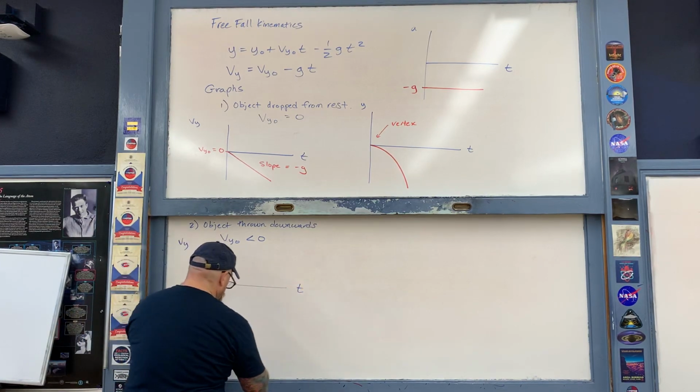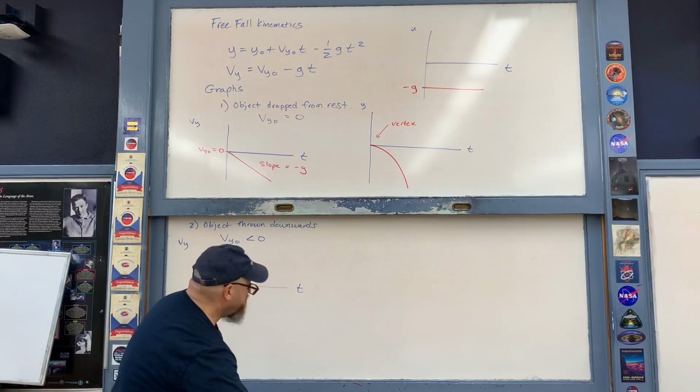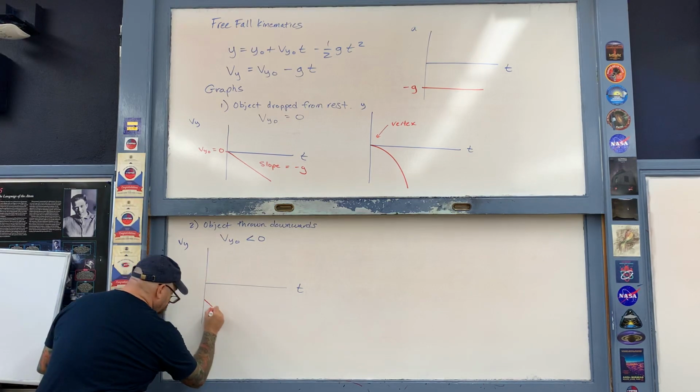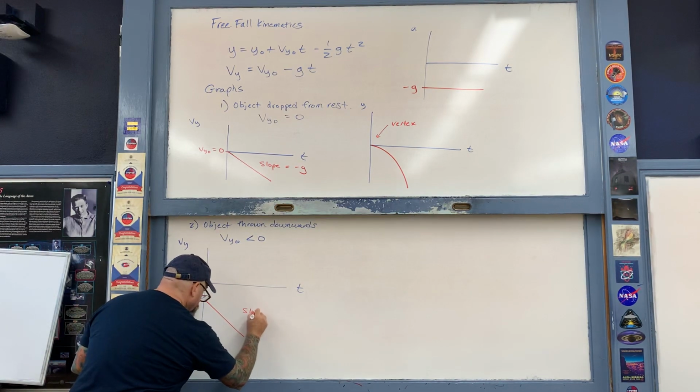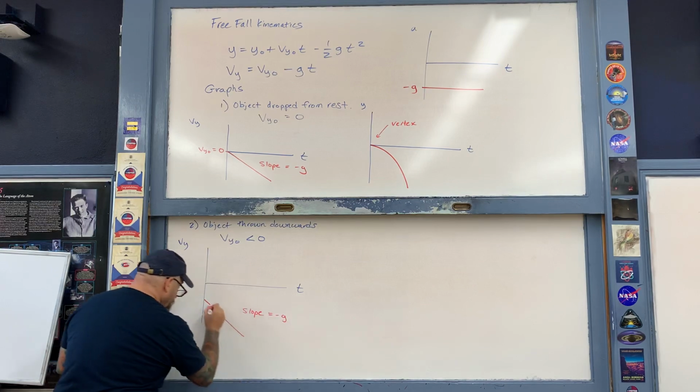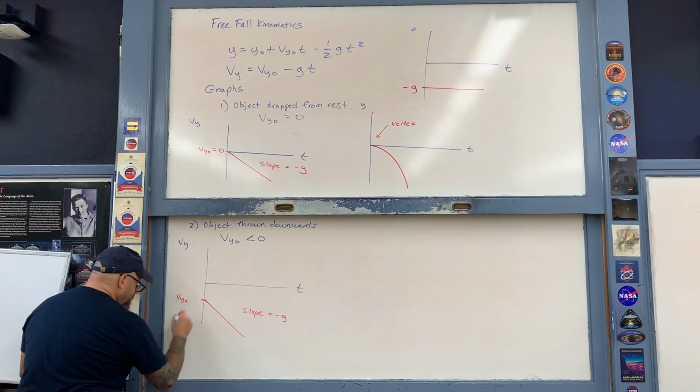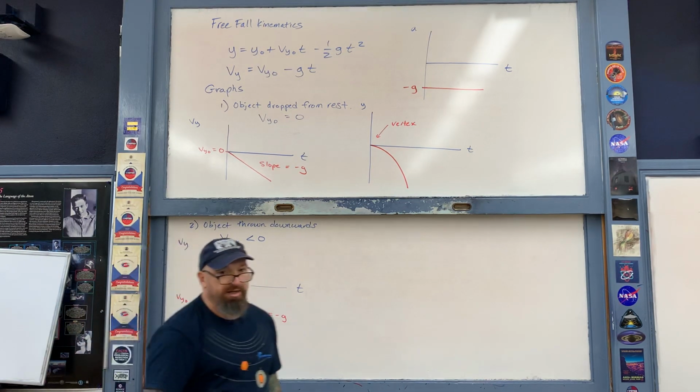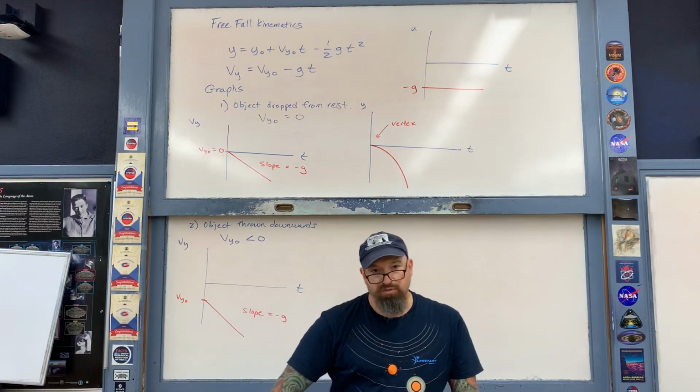So velocity as a function of time, it's the same line as before, that is like so, with a slope of minus g. But right here is the y-intercept, a negative number like so. So the object just simply speeds up in the negative direction.